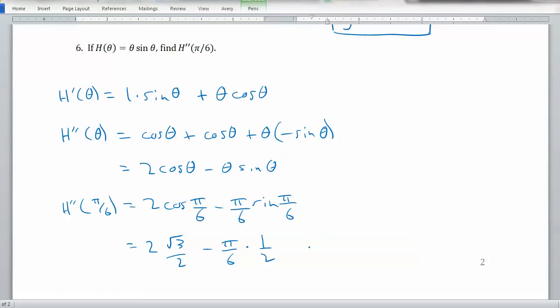Okay, so can we simplify this a little bit? Cancel some 2's here to get a root 3. And multiply these fractions to get minus pi over 12. There we go.